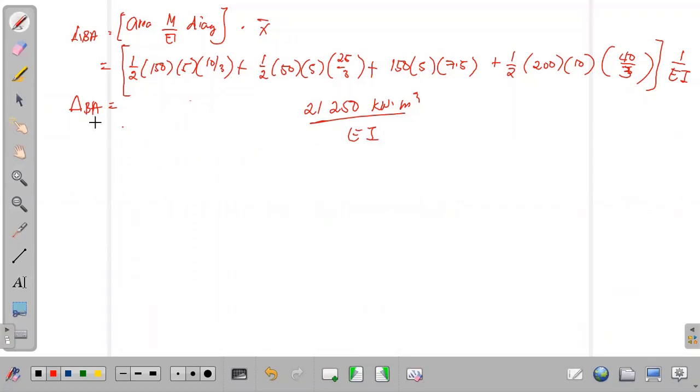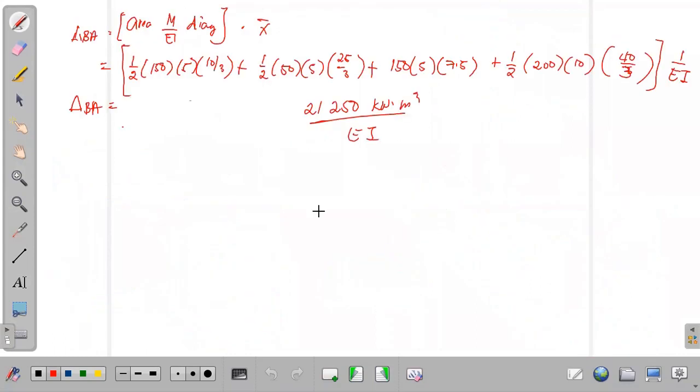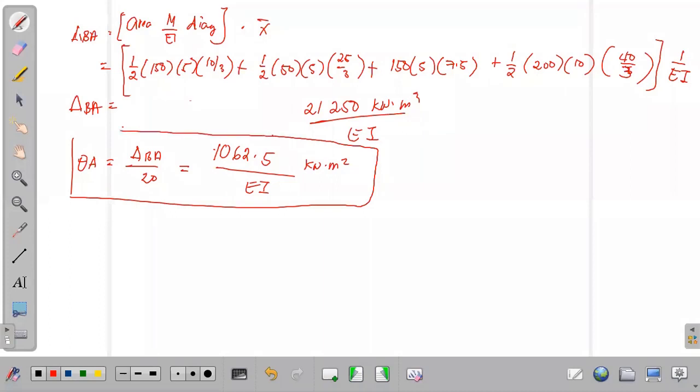Hindi pala yan yung slope na kinukuha natin sa A. Okay? So i-substitute natin dito sa equation yung nakuha natin na value ng delta BA. That is equal to the rotation or slope at A is equal to delta BA over 20. So i-divide natin ito ng 20. 21,250 over 20. Ano yung magiging sagot natin? Over EI. 1,062.5. Okay, so we have 1,062.5 over EI. So ito na yung magiging value natin for the slope at A or the rotation at A.